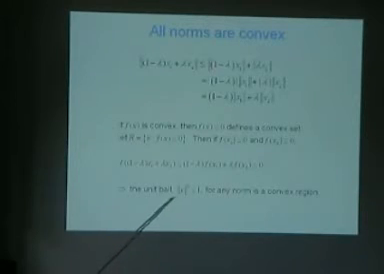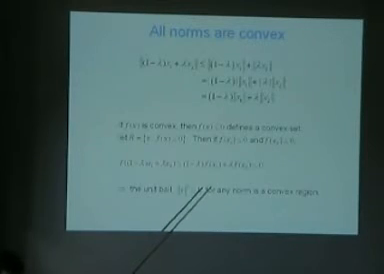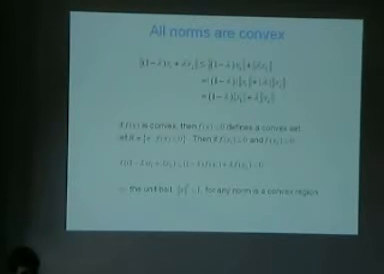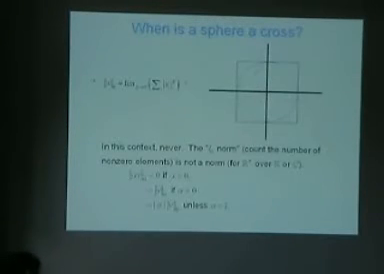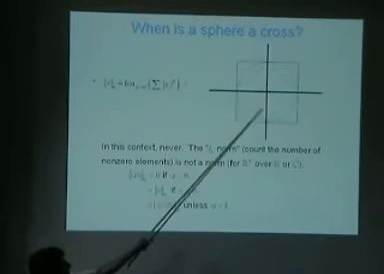And in fact, the unit ball, which is those points for which the norm is less than or equal to 1, is the region inside the sphere, including the sphere. For any norm, that must be a convex region. So you can just look at this picture right away and say, well, that can't be a norm, because this is not a convex region.